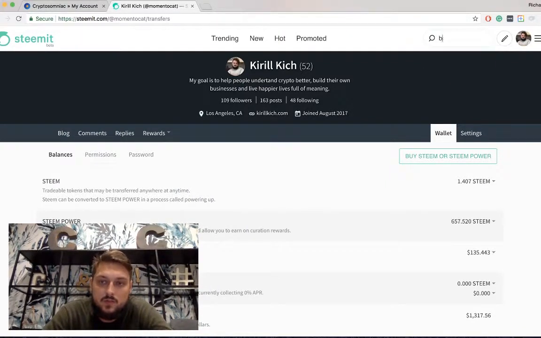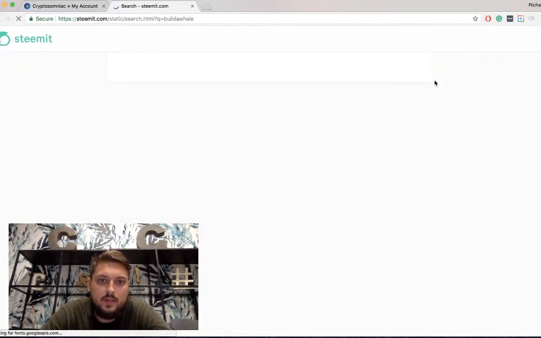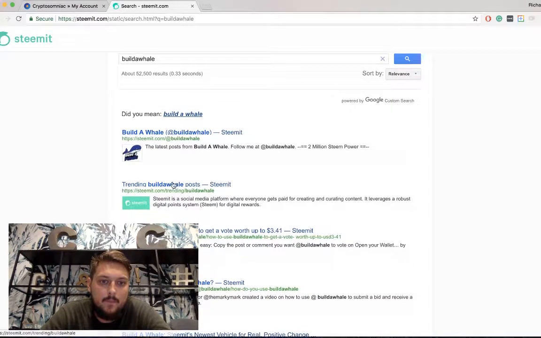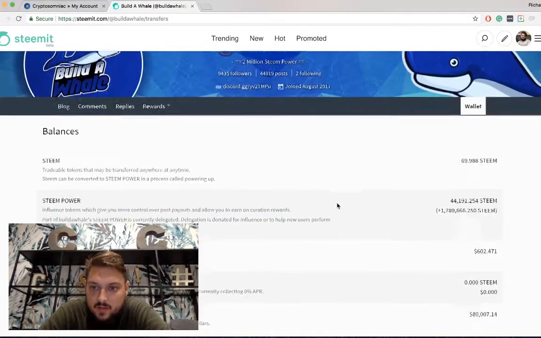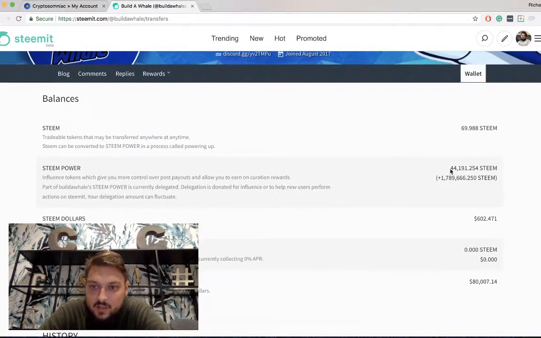Let's go to one of the biggest whales. It's a bot whale that I use for some of my posts, for many of my posts. And yeah, it says it has 2 million Steem power. Now, there is something interesting about that I want to show you. So it actually owns 44,191.254 Steem in Steem power.